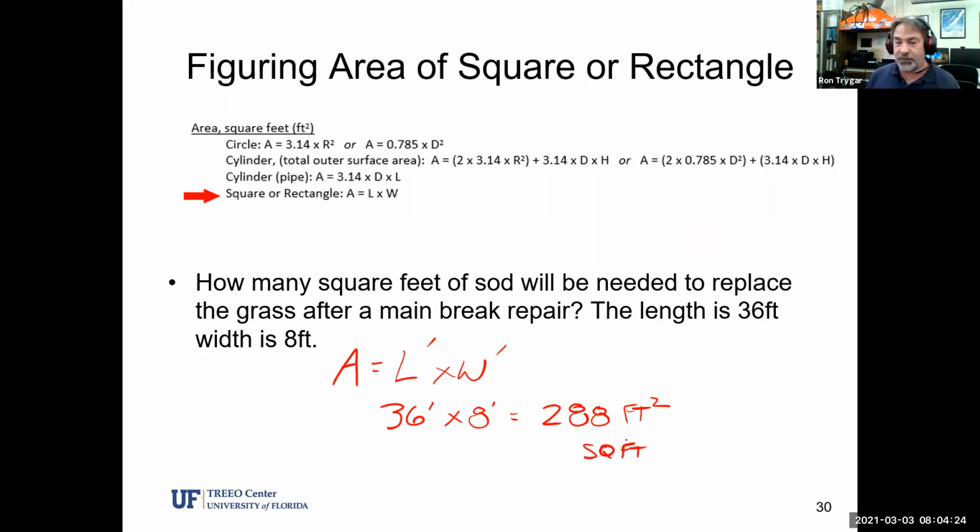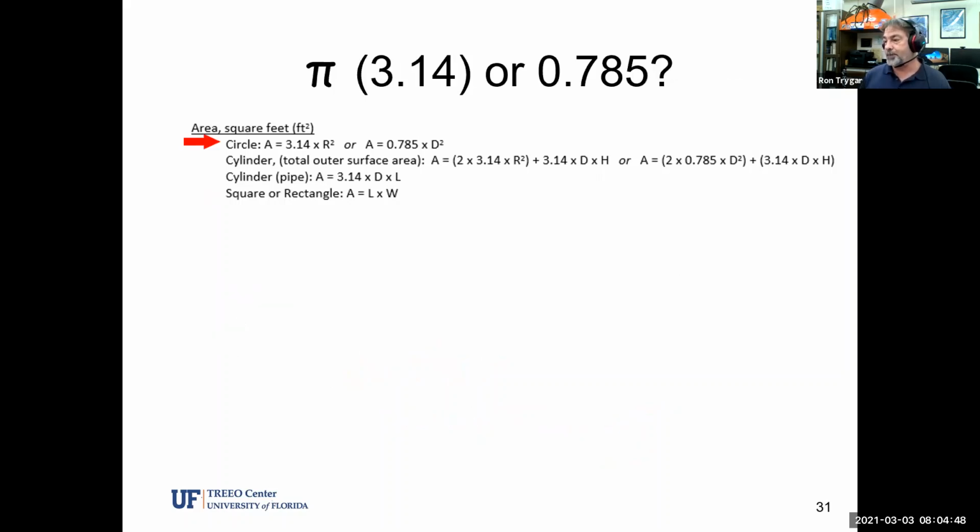So 288 square feet. You call up the supplier of the sod and say, I've got to cover 288 square feet, send me whatever you need, whatever shapes you have. If it's in a roll that we'll just roll out, I need to cover at least 288 square feet. So that's how we do the area of a flat surface, either a rectangle or square shape.